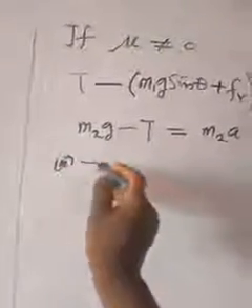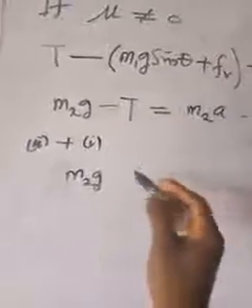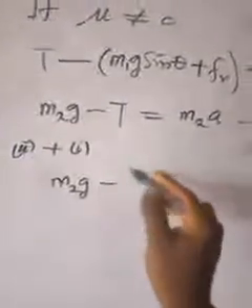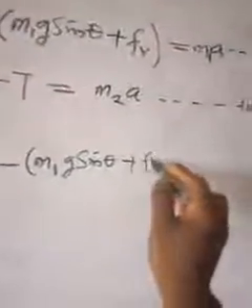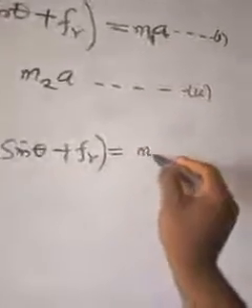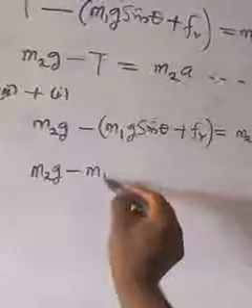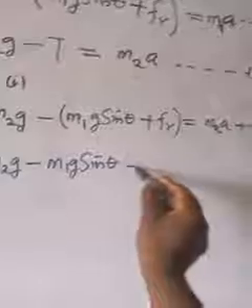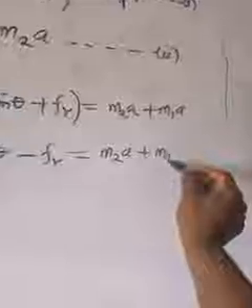Now, solving equations 2 and 1 simultaneously, we can just add. We can say equation 2 plus equation 1. If you do that, the tension will be cancelled. We have m2g minus m1g sine theta plus the frictional force equals m2a plus m1a. Let's remove the bracket. We have m2g minus m1g sine theta minus the frictional force equals m2a plus m1a.